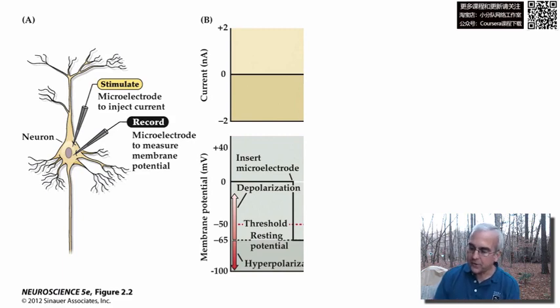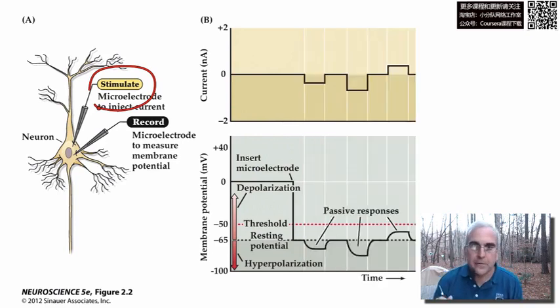Now, we begin to use electrode number 1, and we can stimulate this cell with either positive or negative charge. So let's see what happens. As we pass a little bit of negative current into the cell, we can record some passive responses of that membrane.